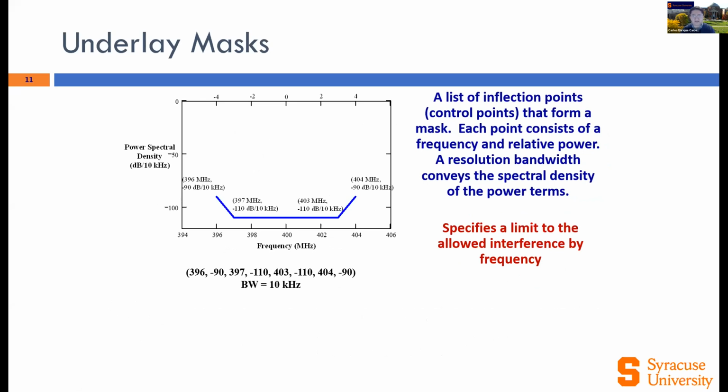An underlay mask is a list of inflection points, but we call them now control points, that indicate what is the allowable interference for a receiver. So it specifies a limit to the allowed interference by frequency for a receiver device.